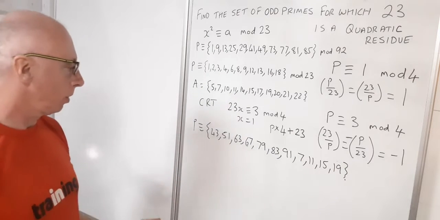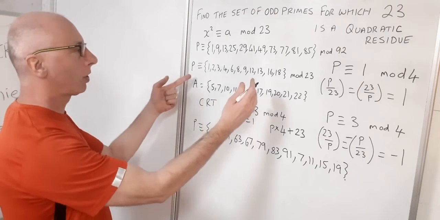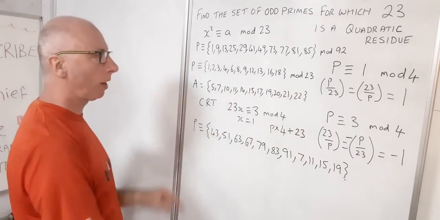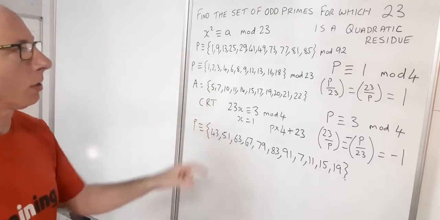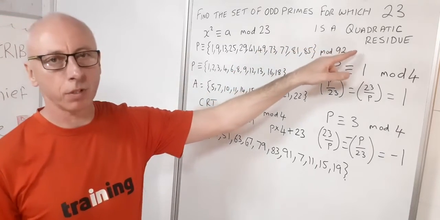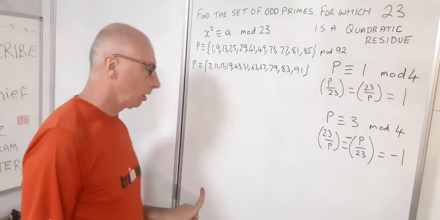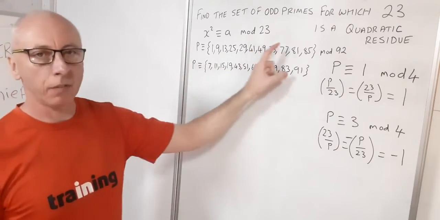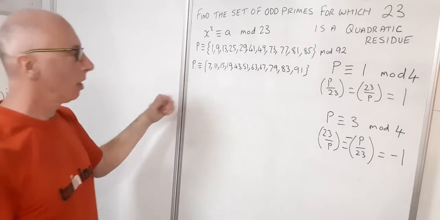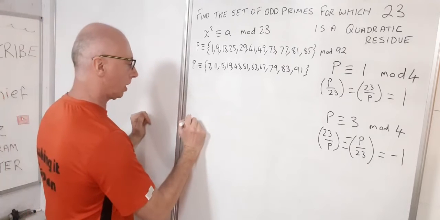So now what we need to do is to take these up to the top here and make a set of all our prime numbers modulus 92 to give our solution for odd primes for which 23 is a quadratic residue. So that is next. Let's clear the board. Okay, let's make our final set of prime numbers, which should have 22 solutions in there.